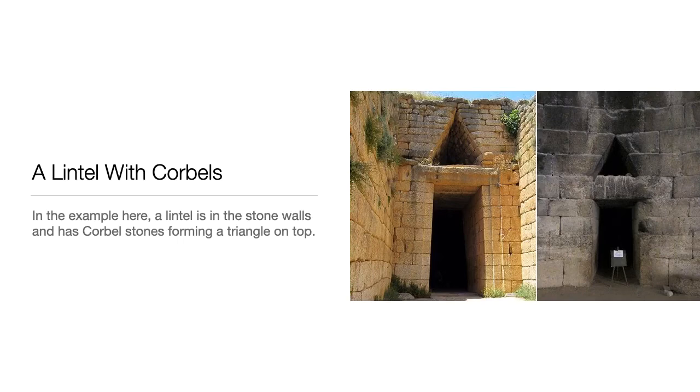Here's an interesting example of two different stone walls that actually have a lintel, which is that flat beam that crosses, and then in order to keep the weight off of that beam so it wouldn't break, they actually used corbelling above that lintel. So this is a combination of a lintel with corbels.